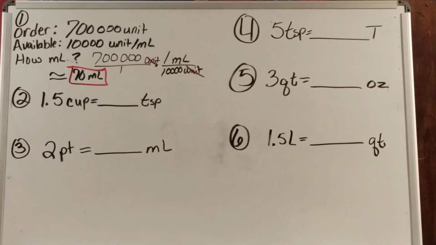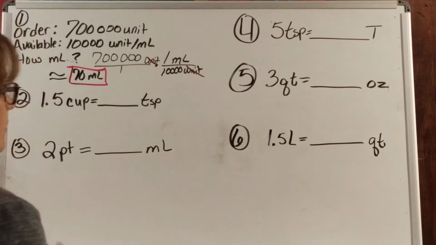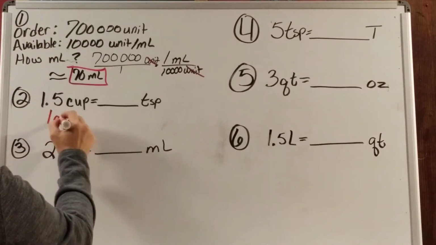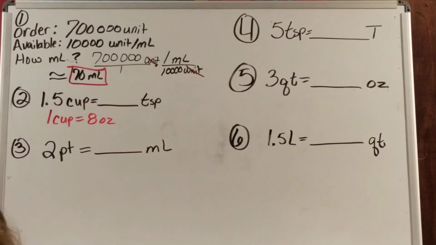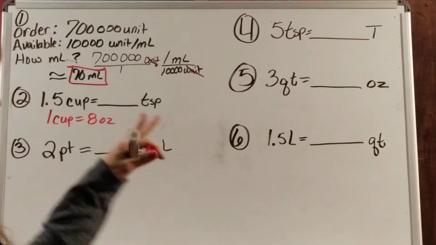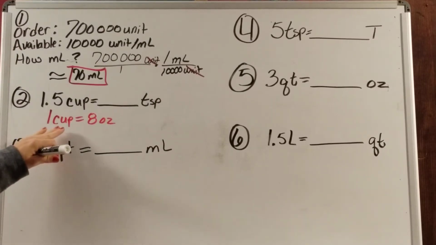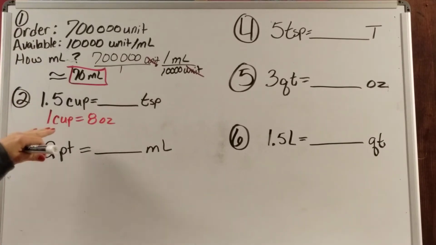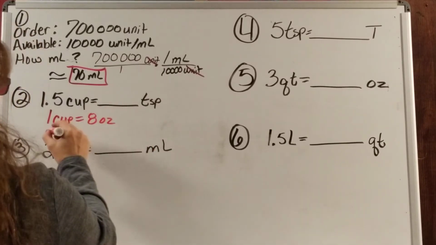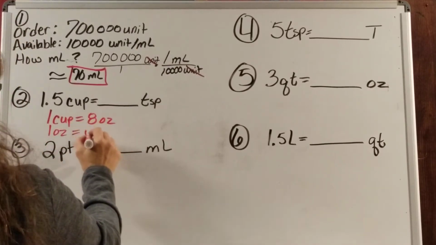Number 2. Number 2 says I have 1.5 cups, and I want to know how many teaspoons that is equivalent to. So what we do know is for every 1 cup is equal to 8 ounces. I know there's glasses. Sometimes we factor in a glass, but in this class here, I'm just sticking with 8 ounces. I'm sticking with that conversion sheet I gave you. So we want to know how many teaspoons are in this cup. Well, I know that for every 1 cup, it's 8 ounces. I also know for every 1 ounce, that is equal to 6 teaspoons.